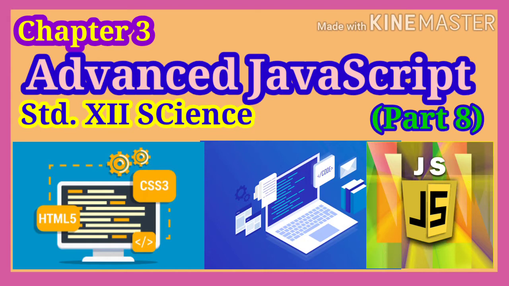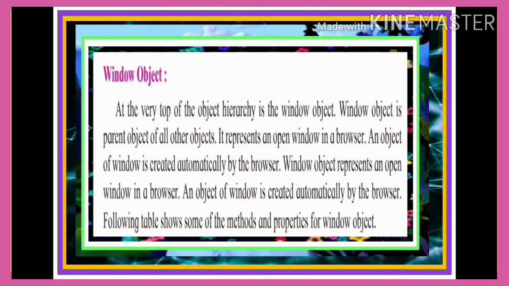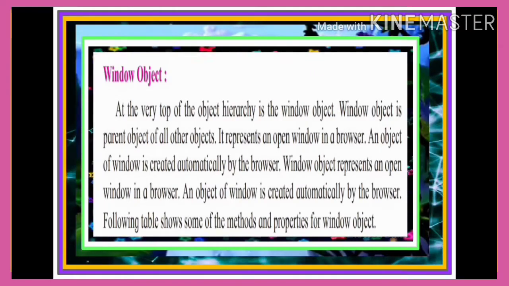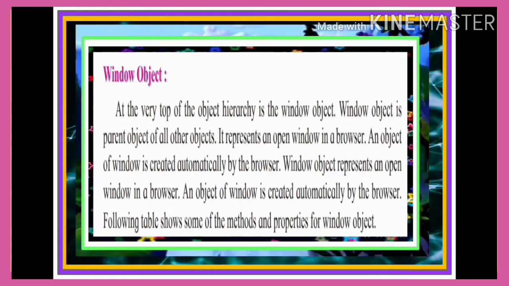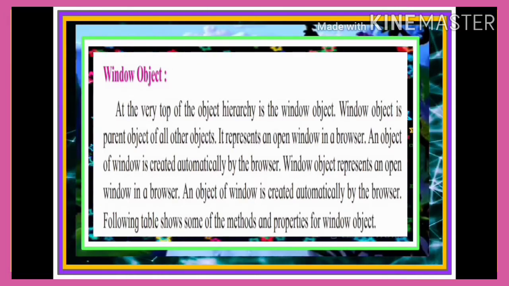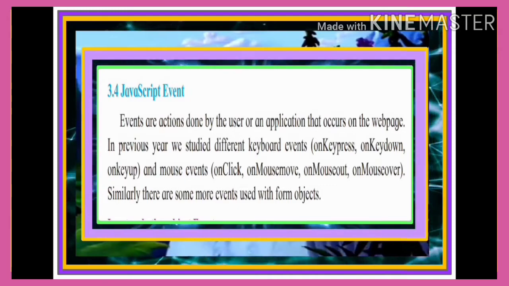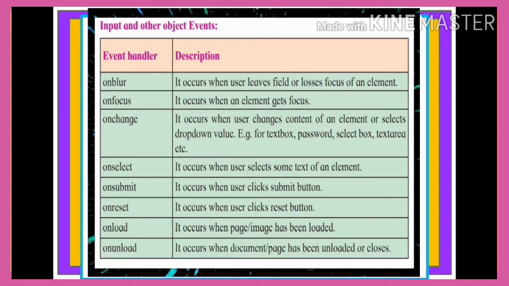Dear students, today we are going to start part 8 of chapter 3, Advanced JavaScript, Standard 12th Science. In our last parts, we have seen the window object. At the very top of the object hierarchy is the window object. Window object is the parent object of all the other objects. Properties and methods of window object. JavaScript event, keyboard event and mouse events, event handler and descriptions.